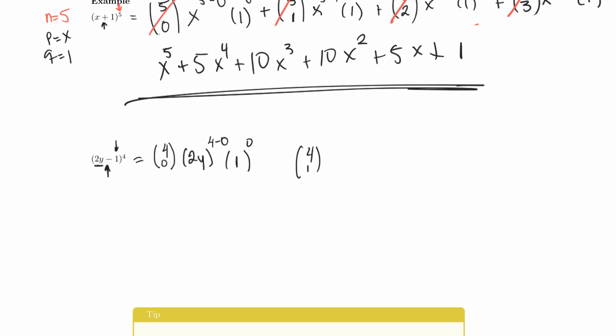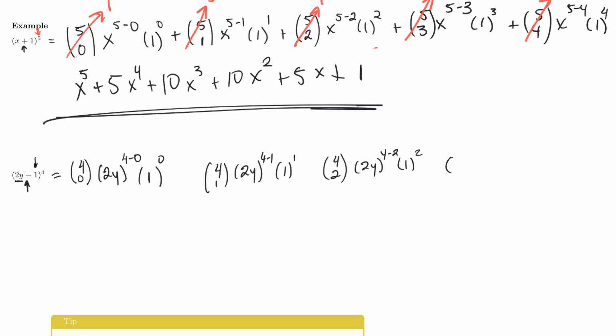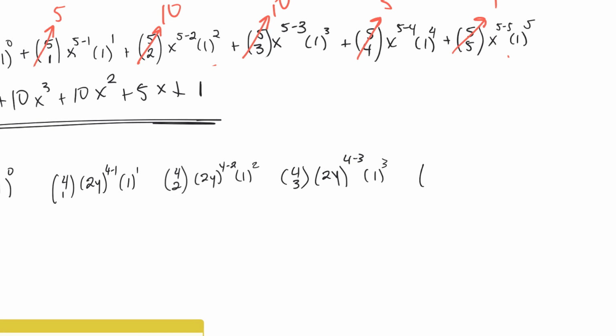Then we have 4 choose 1, 2y to the power of 4 minus 1, 1 to the power of 1. 4 choose 2, 2y to the power of 4 minus 2, 1 to the power of 2. Then we have 4 choose 3, 2y to the power of 4 minus 3, 1 to the power of 3. And finally, we have 4 choose 4, 2y to the power of 4 minus 4, 1 to the power of 4.